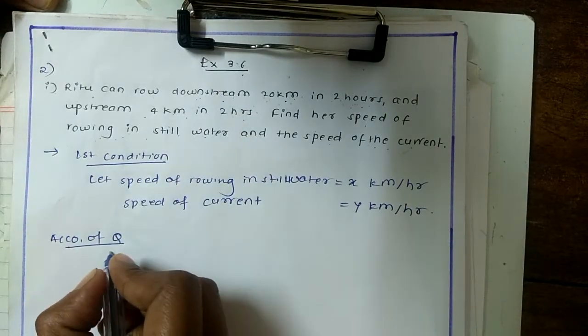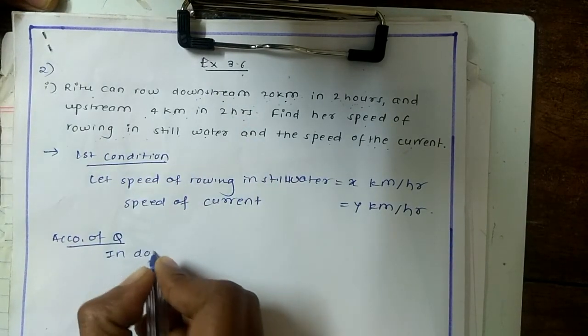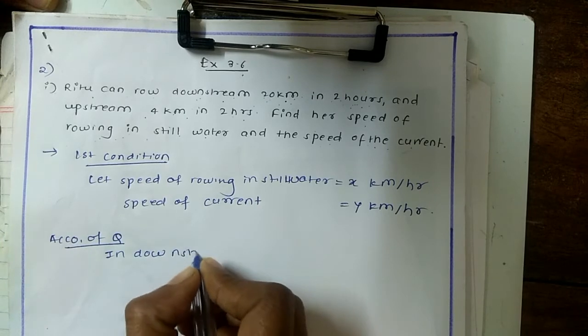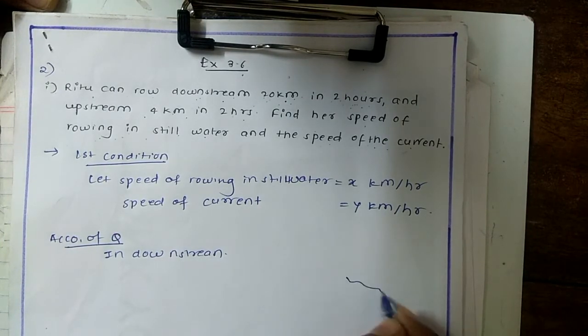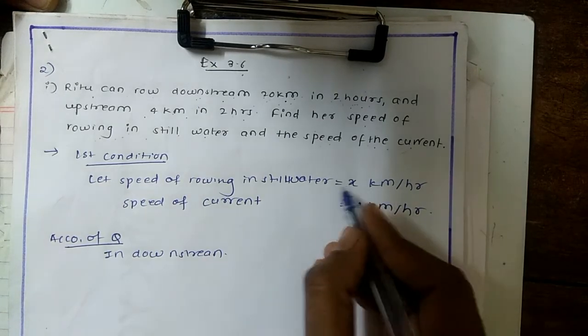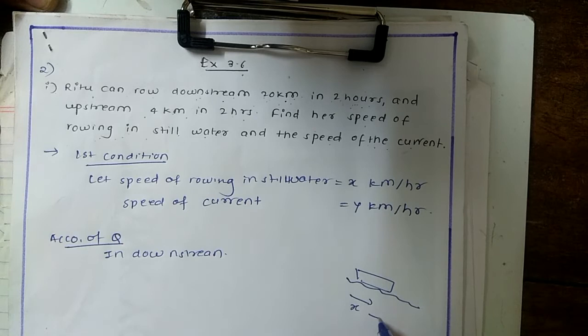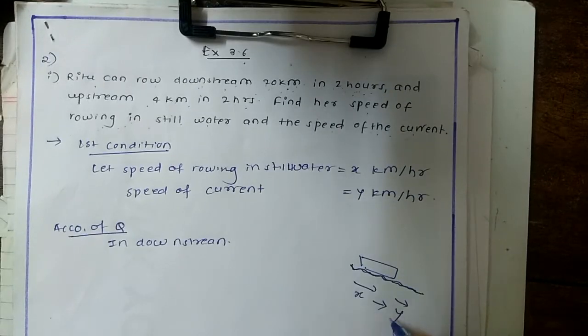So in downstream what happens? These speeds will add up. Let us take an example. Suppose this is downstream, and there is a boat. The speed of rowing is x, because we are going in this direction, and the speed of current, that is the speed of water, will be in the same direction. So these two will add up to give the total speed.